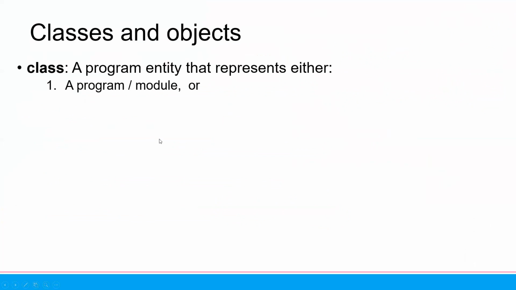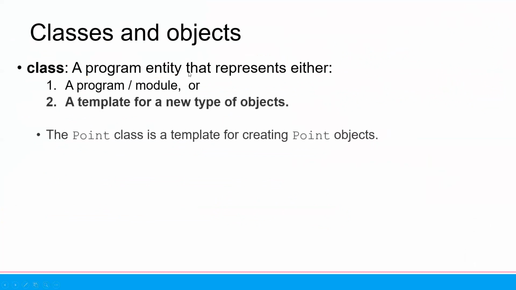So we come to the concept of class. What is class? A class is a program entity that represents either a program or module or a template for a new type of objects.